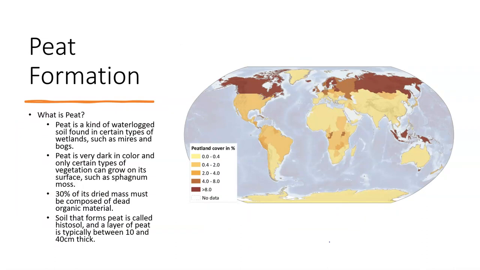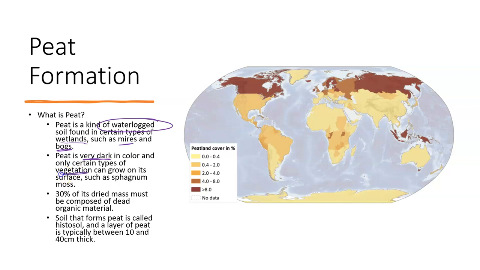So, peat. Peat is a really carbon energy rich, waterlogged soil. It is found in a variety of wetlands, such as mires and bogs, but the key takeaway on the type of environment that is conducive to peat formation is that it needs to be waterlogged, meaning it needs to have a high concentration of water for a variety of reasons, and we'll talk about that. Peat is very dark, and that's because it is really, really nutrient dense.